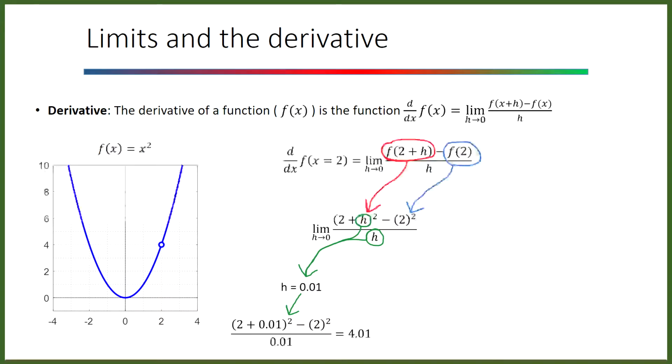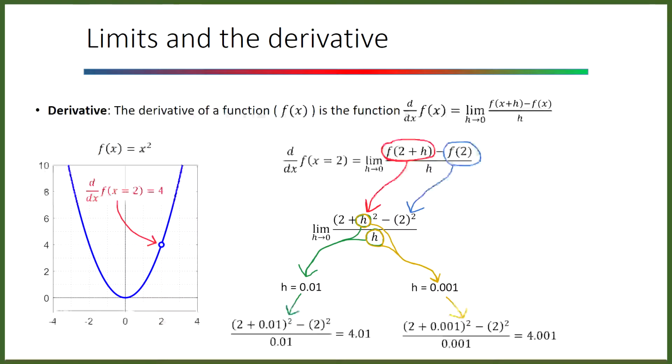But of course, we know that the limit should still be approaching the true value as we make h even smaller, so let's try plugging in h equals 0.001. In that case, we find that (2 plus 0.001) squared minus 2 squared, divided by 0.001, is equal to 4.001. It seems like as h approaches 0, we're approaching the value of 4. So a likely guess for the derivative of f of x evaluated at x equals 2 is 4. But that's really just an educated guess at the limit.